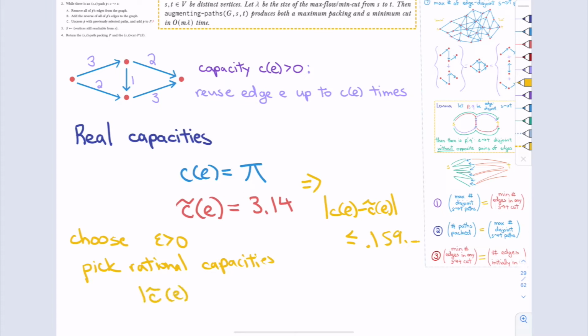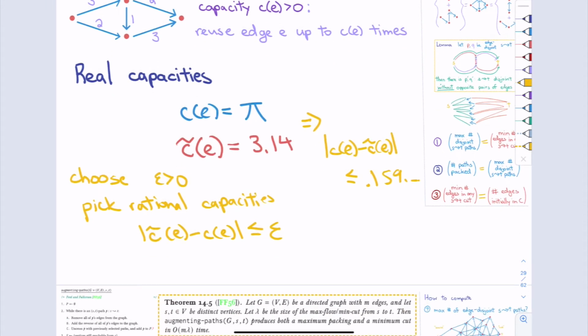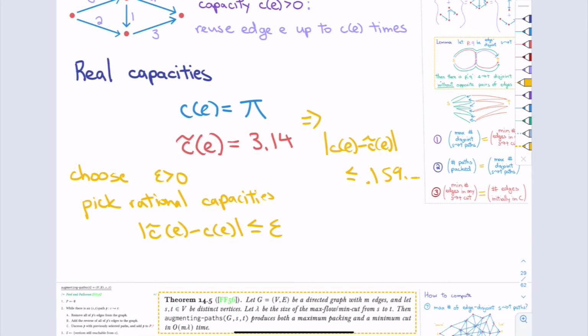So that the difference is at most epsilon. You can always take any real number and approximate it sufficiently close with a rational number. And what that'll give us is, for the rational capacities from what we previously did, I'll write max path with a tilde above it. For the rational capacities, I know that max path is equal to the min cut.